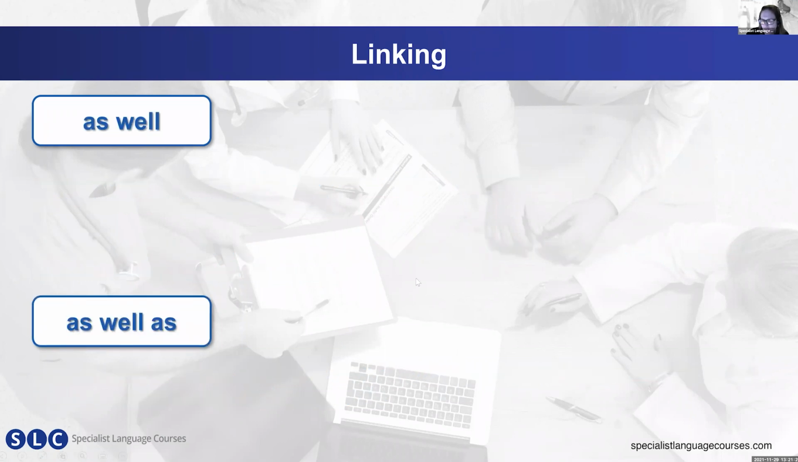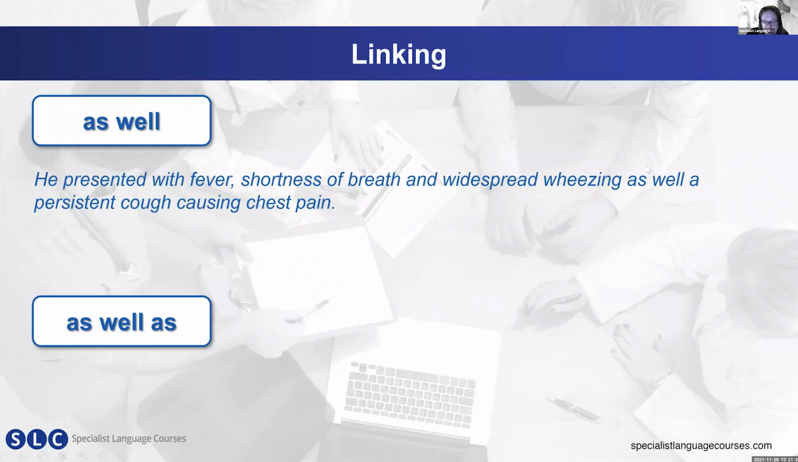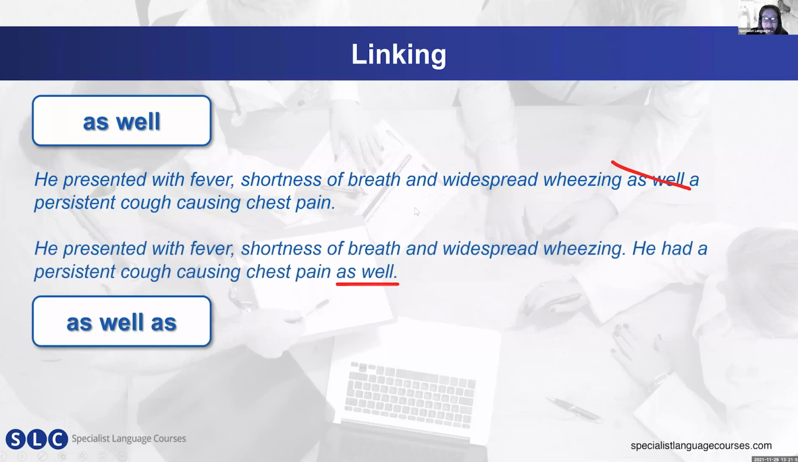"As well" also gets misused quite a lot. People tend to use "as well" in the middle of a sentence, and you can't. This is incorrect: "He presented with fever, shortness of breath, and widespread wheezing, as well a persistent cough." No, it doesn't work. If you're going to use "as well", it would go at the end of a sentence, but I don't think it's the best one to use. I would say "he also had a persistent cough", or "in addition, he had a persistent cough". I think that's probably better to do.